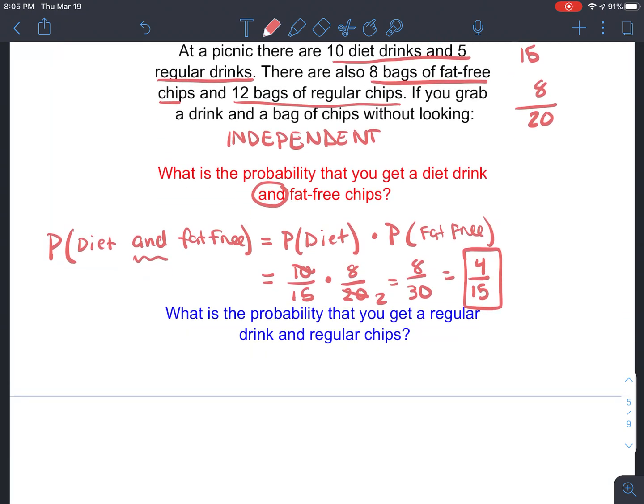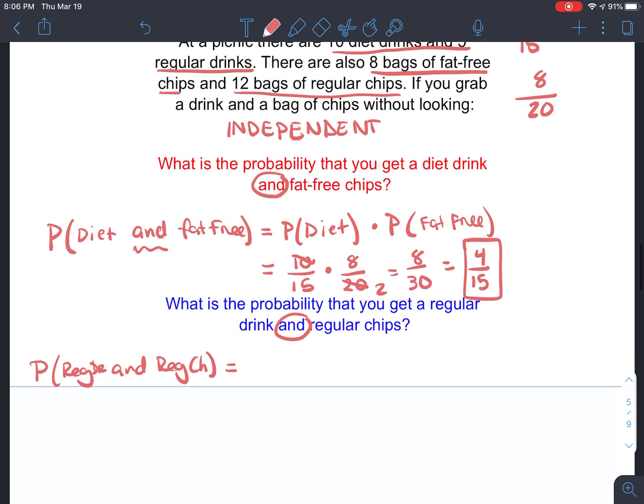So now what is the probability that you get a regular drink and a regular chips? Okay, so again, we're looking at AND here. So we want the probability of regular and regular. Let's call this regular drink, and let's call this regular chips. So again, since it's AND, we're multiplying. What are we multiplying? The probability of a regular drink and the probability of regular chips.